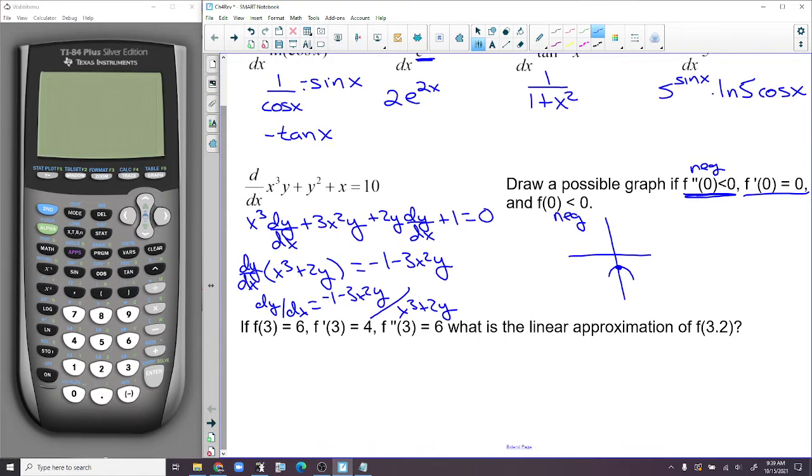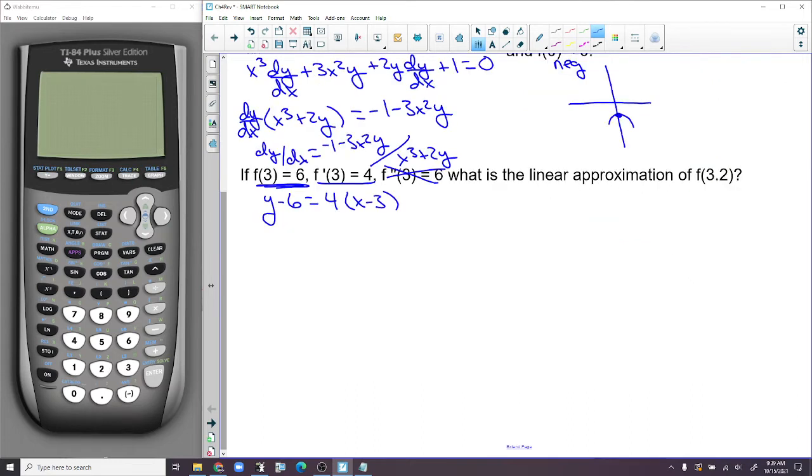All right, if f of 3 is 6, f prime of 3 is 4, and f double prime of 3 is 6, what is the linear approximation of f of 3.2? So y minus 6 is equal to 4 times x minus 3. So we have the point, and we have the slope, and we don't need this for linear approximations. That's extra information just to throw us off.